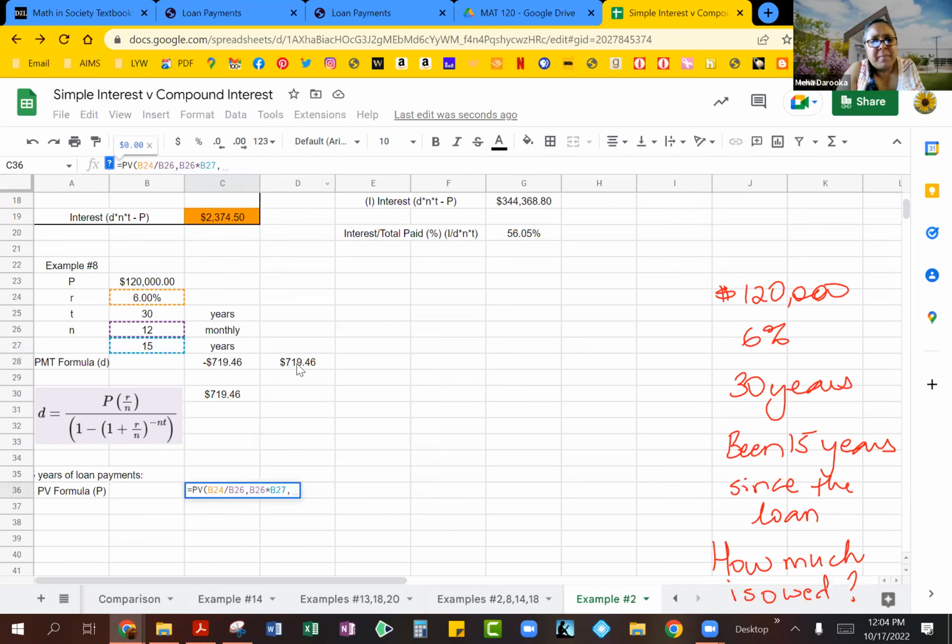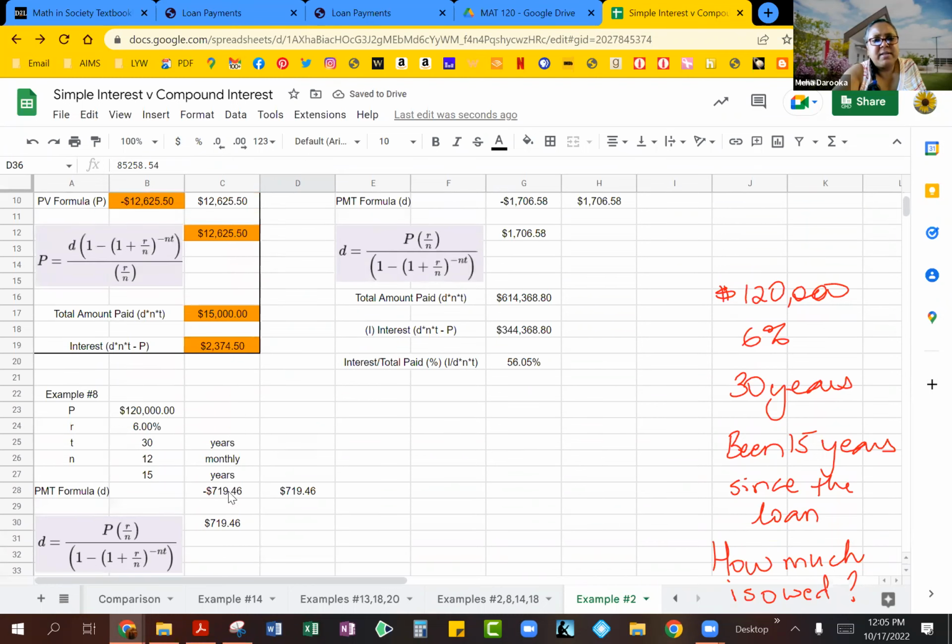And then, of course, our loan amount of $719.46. And remember, your future value is still going to be zero. So this is telling you basically how much of a payment you have made and how much is remaining. Because it's at 15 years, right? You've paid the first 15 years and you've got 15 years left over. So again, you can change that into your positive number, $85,258.54. So this was using the present value formula.